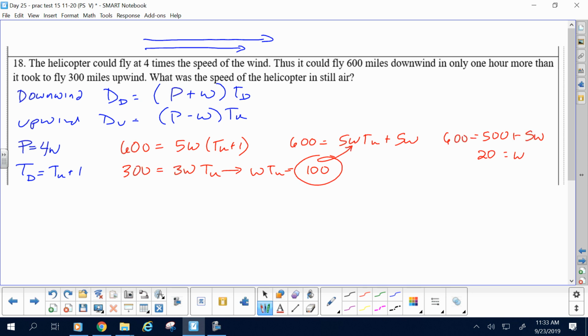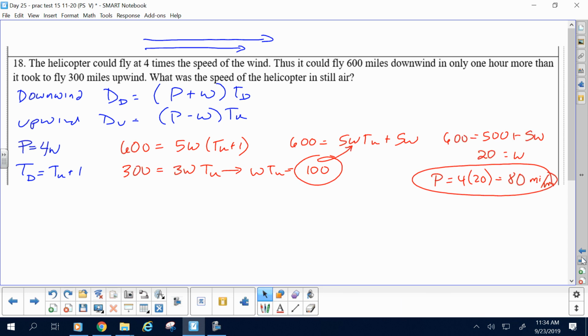Last but not least, make sure you answer the question with units. What was the speed of the helicopter in still air? The helicopter is like P. What is the helicopter? 4 times 20, so it is 80 units. All right. Hardest part of this is figuring out how to structure it well so it flows. And if I look back on this, I don't know if it flows. I got the answer. I don't know if it's clear. You with me? Okay, work on that.